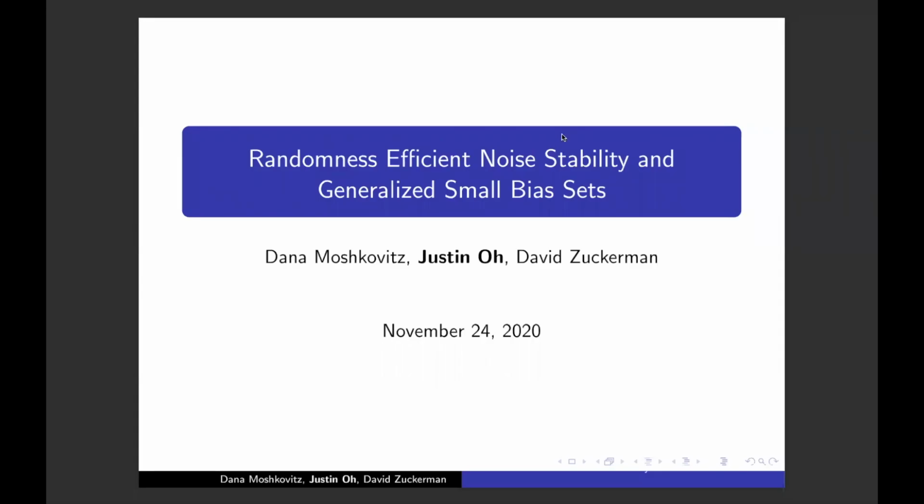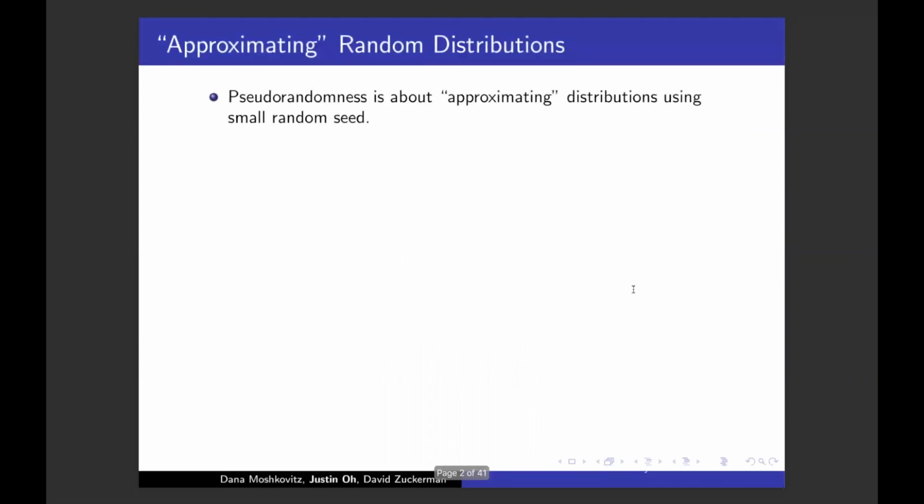So I'm going to be talking about this work titled Randomness, Efficient Noise Stability, and Generalized Epsilon Bias Sets. This is joint work with Dana Moshkovitz and David Zuckerman. The overarching theme of this talk is about approximating random distributions.